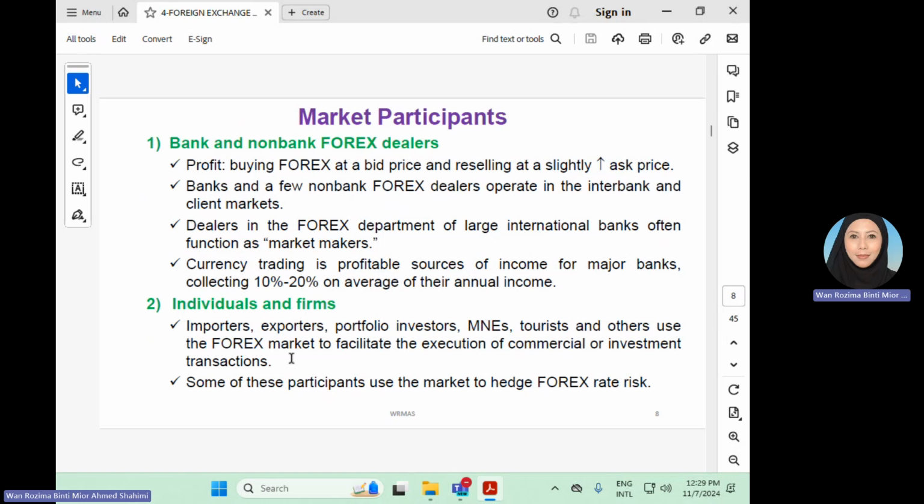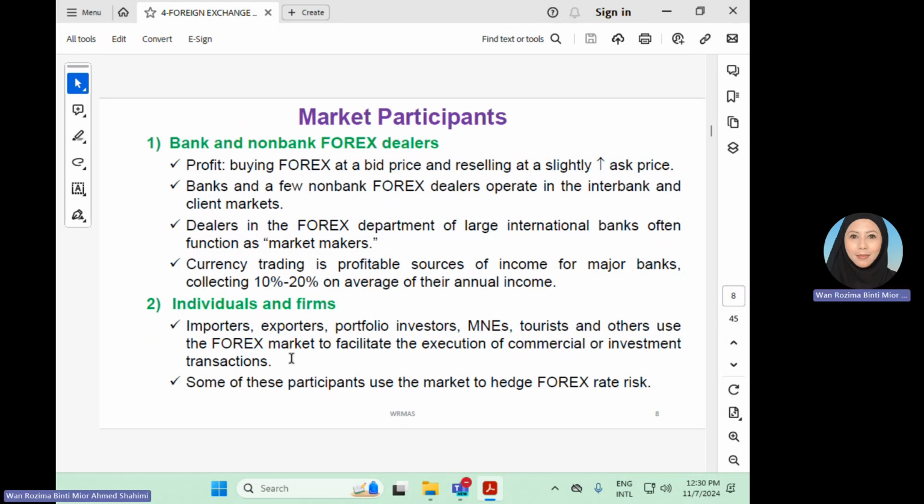Currency trading is a profitable source of income for major banks, collecting 10 to 20% of their average annual incomes. So these are the contributions of exchange rate transactions. Number 2, individuals and firms.